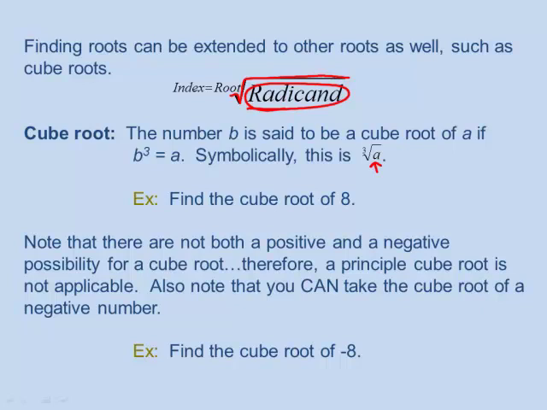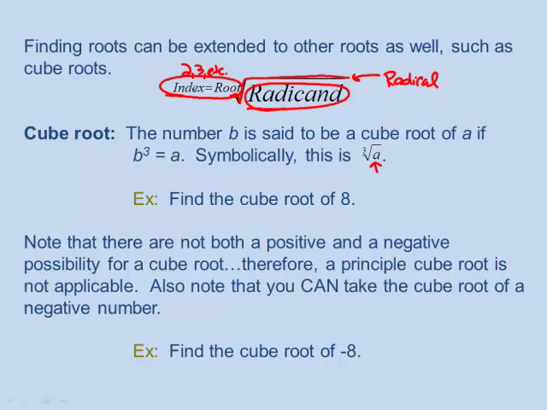The index, or the root that you're taking, so this might be a 2 if it's a square root, or a 3 if it's a cube root, or a 4 if it's a higher root, will be written out on the leg of that radical sign. And then the sign itself is referred to as the radical, or the radical sign. So the radicand is underneath the sign, and then the root or the index that you're taking, square root, cube root, is a smaller value that's listed out on the leg of that radical sign.